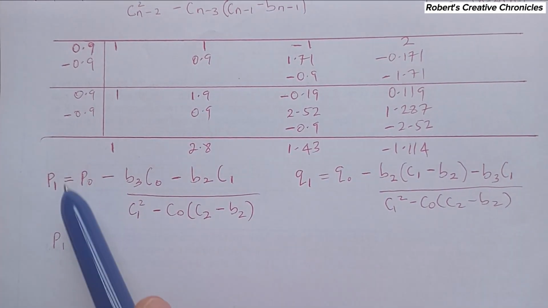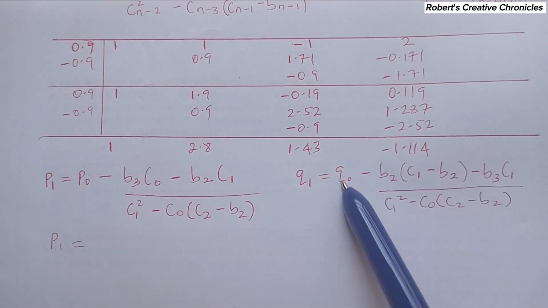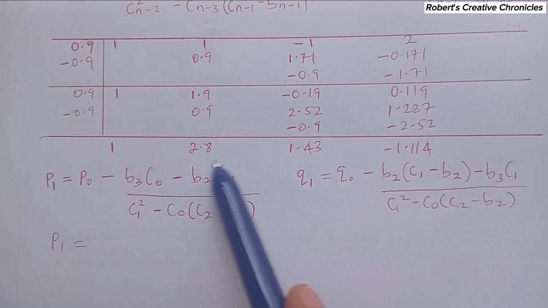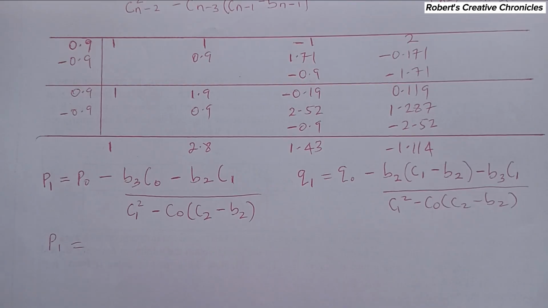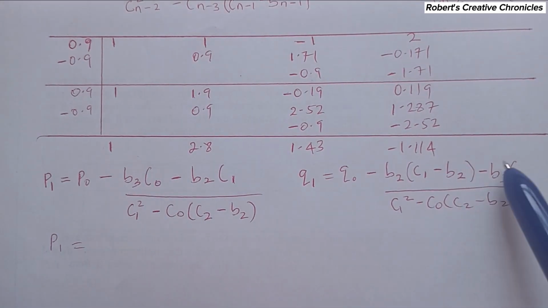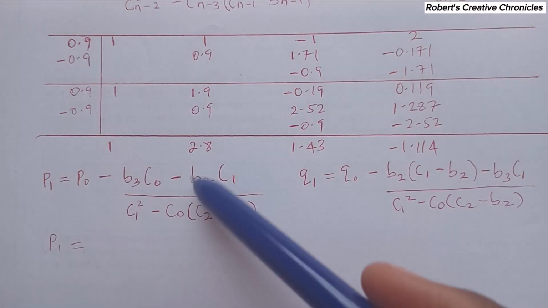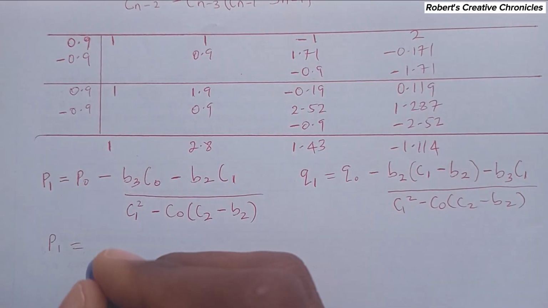The next one will be P2 is equal to P1, Q2 is equal to Q1, but everything from this sign, negative this and negative this, is constant in all the 3 iterations. That is this formula. But these values will be different. The values of B3 will be different each time, and C0 and likewise the others. So this becomes what?